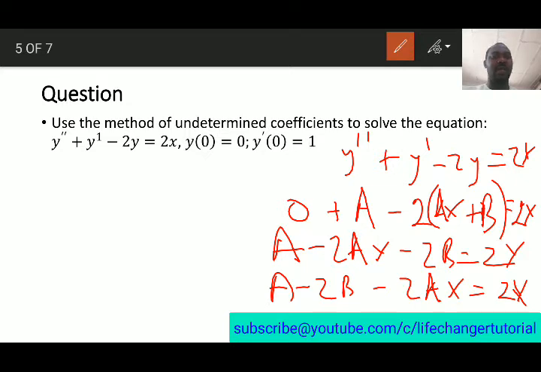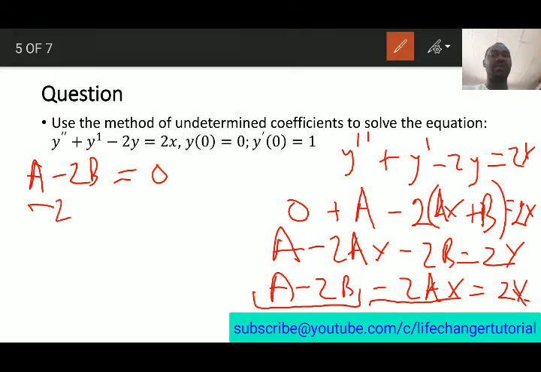Comparing both sides, you can see that on the left hand side, the one without x is a minus 2b. On the right hand side, there is no x, so that is 0. That means the constant coefficient on the left hand side is a minus 2b, and on the right hand side, there is no constant coefficient. Then when you check the coefficient of x, on the left hand side the coefficient of x is minus 2a, equal to, on the right hand side, 2.